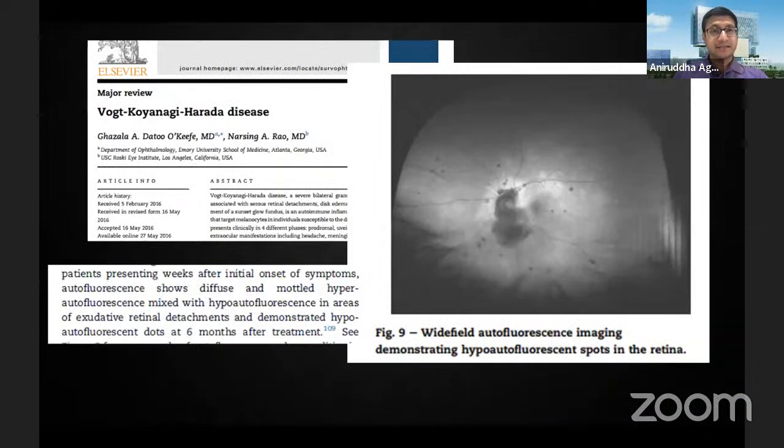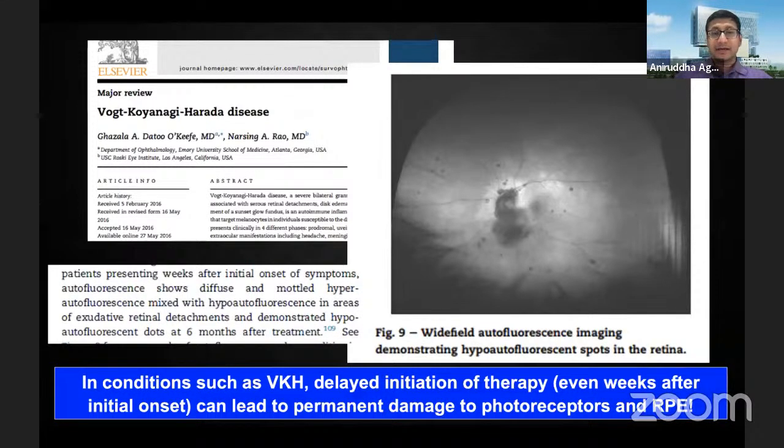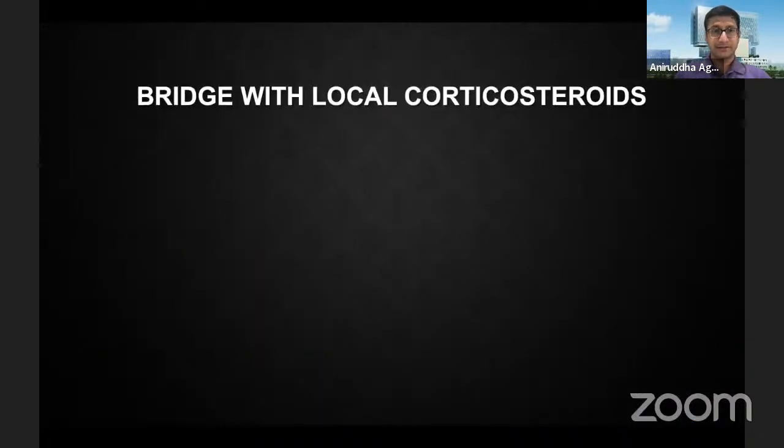Of course, VKH disease, a lot has been talked about VKH, but not much on autofluorescence. And in fact, this manuscript by Dr. Rao shows that wide field autofluorescence showing hypoautofluorescence spots in the retina actually indicates that the patients have been inadequately treated. So in conditions such as VKH, any delay in therapy, even weeks after the initial onset, can cause permanent damage. And so you need to probably bridge them with treatments such as intravenous or systemic steroids.